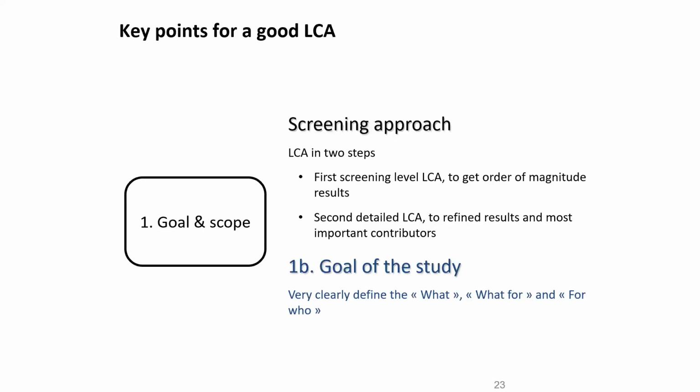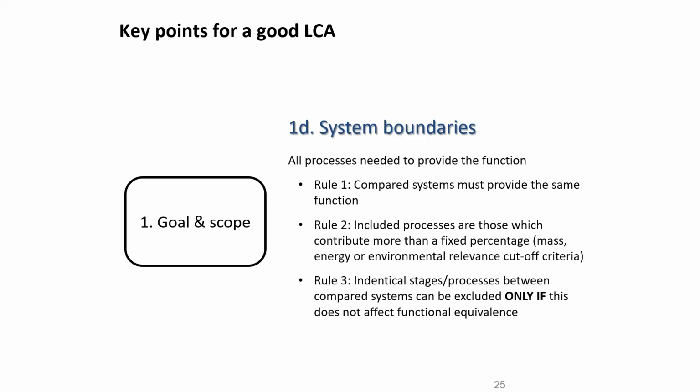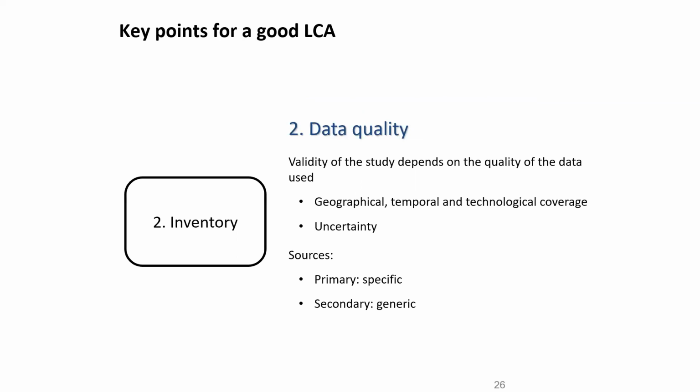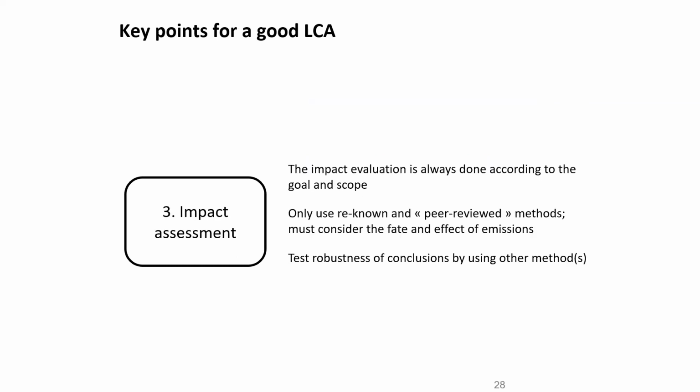So it's very simple. What are the key points of a good LCA? First of all, you need a very clear definition of the goal of the study. Have a functional unit. This is a summary of what we talked about. Have a very clear definition of the system boundary. Data quality is very important. Address how you are going to handle the multifunctional processes. Do the impact evaluation according to the goal and scope.